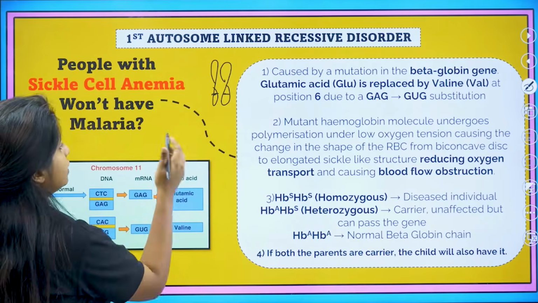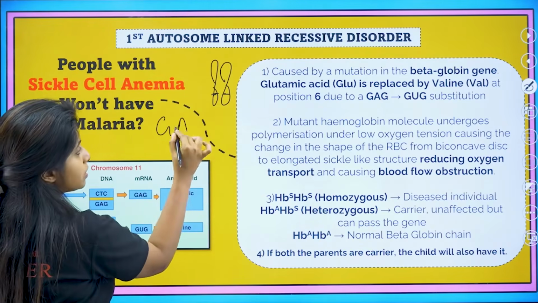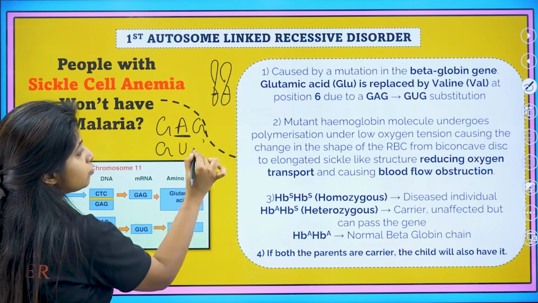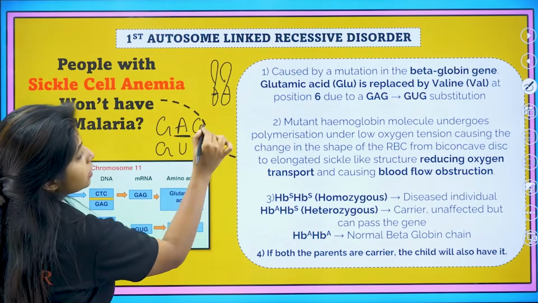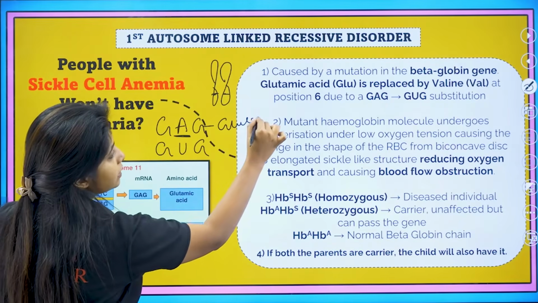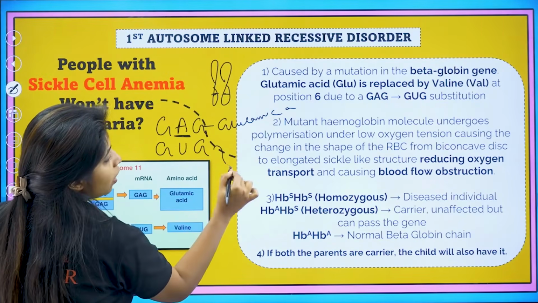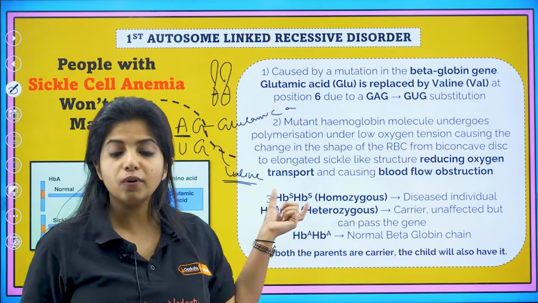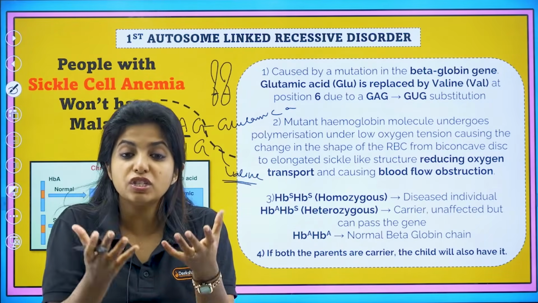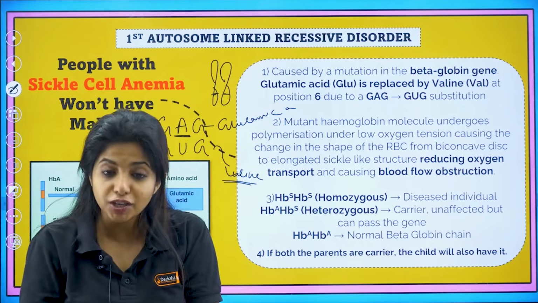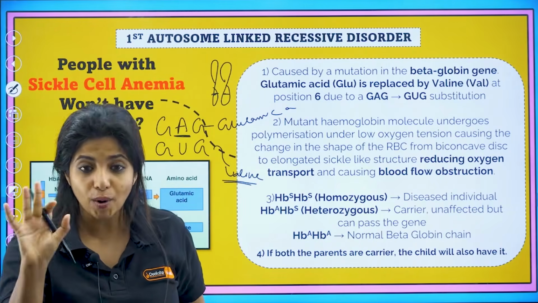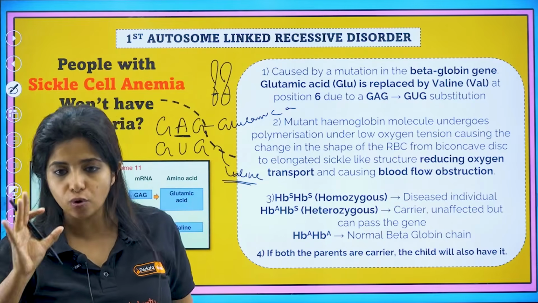As I told you earlier, suppose the codon was GAG, but a point mutation happens and it converts to GUG. This was coding for glutamic acid, which is one amino acid, and now it is coding for valine, which is another amino acid. Since this valine is there, what will happen? The whole beta globin chain structure is changed. It is produced, but it is changed. The quality, not quantity, is getting reduced.